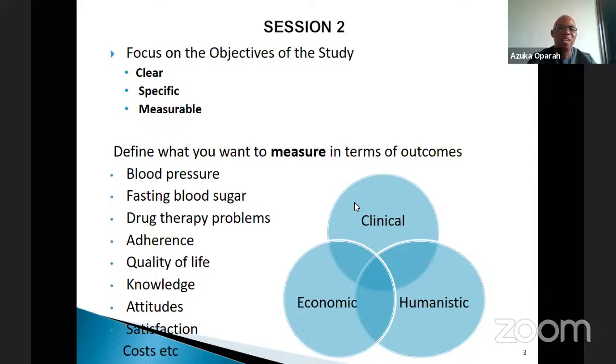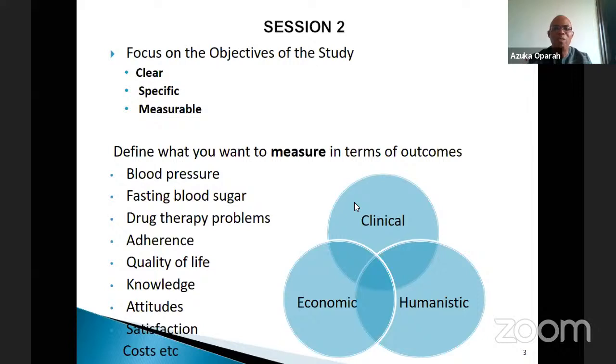Maybe blood pressure or fasting blood sugar or drug therapy problems, adherence, quality of life, knowledge, attitudes, satisfaction, cost, etc. So these can be the specific parameters that you may want to measure. So you have to clearly identify them. And of course, these parameters will fall into clinical outcomes or economic outcomes or humanistic outcomes, as we say in pharmaceutical care, which is also the same thing we say in any outcome research.